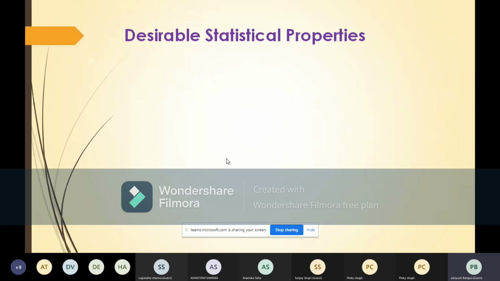Next, desirable statistical properties. What are the desirable statistical properties for any variable, dependent or independent? The estimator should be linear. It should always be linear. You will not put 3 or 4 intercepts. You have to put one intercept, and you will prepare your equation in a similar manner.